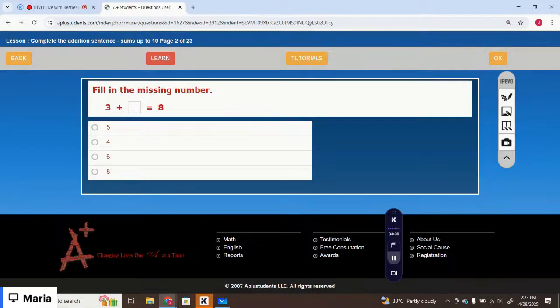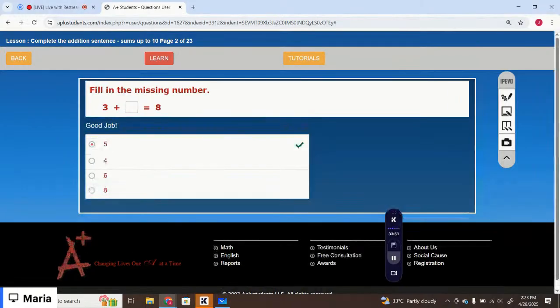Fill in the missing number. 3 plus what number equals 8? Three plus 5 makes 8. Option number 1 is the correct option.